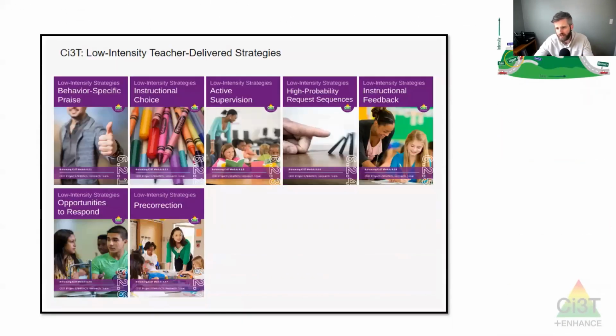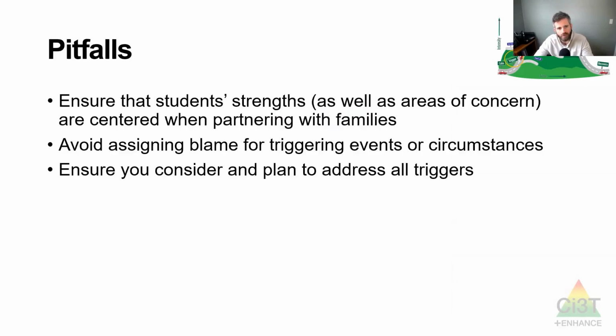So I mentioned low intensity supports a few times during both the calm phase and the trigger phase. If you are unfamiliar with low intensity supports, we actually have a module for each of 7 low intensity supports, like pre-correction, like behavior specific praise. So if you're looking to become an expert in the use of those strategies, definitely check out those modules. They're all purple. They're all available on the enhanced tab of the website, and they provide a really in-depth look at how to put those into place. So that's a great resource for you.